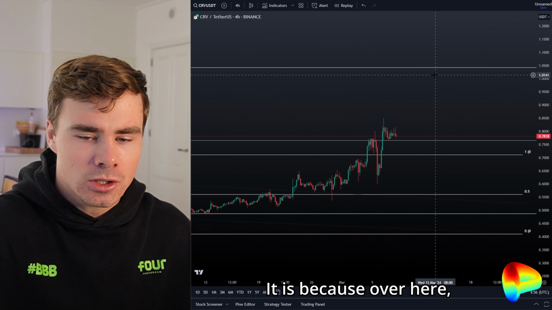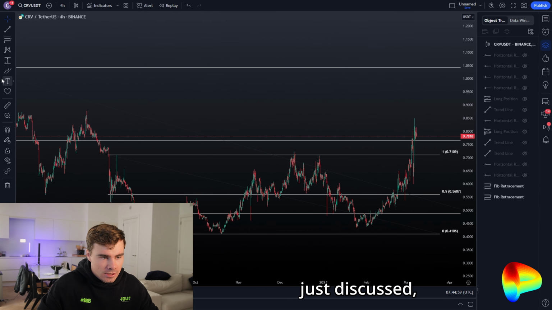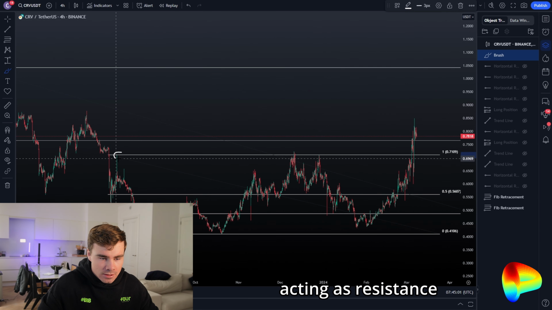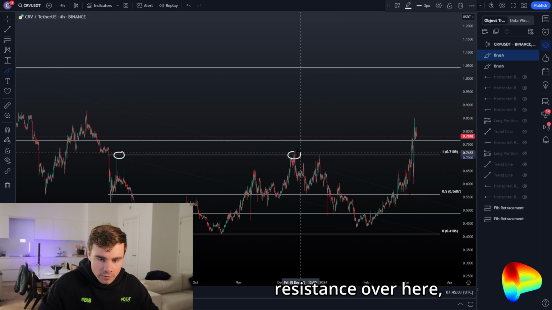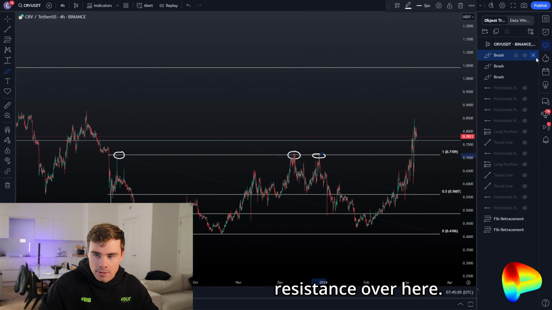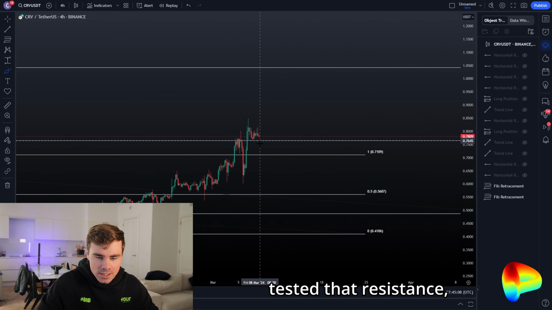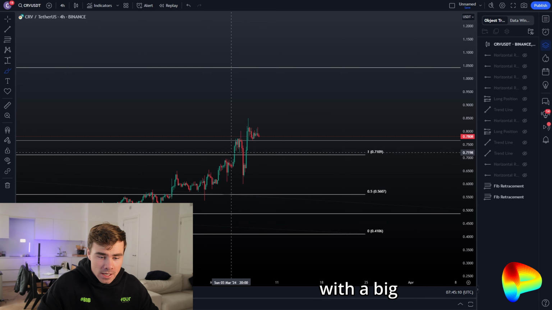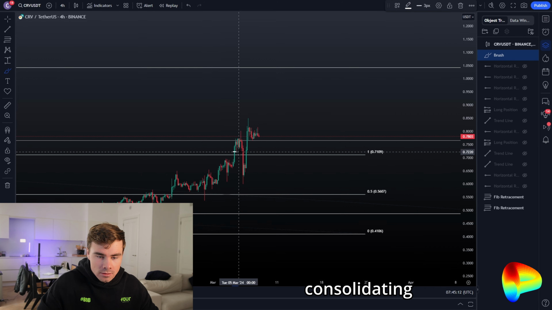It is because over here when we look at this range, right, that I just discussed, we see that the range high was acting as resistance over here, resistance over here, and then resistance over here. Then over here, when we tested that resistance, we broke out above it with a big 4-hour candle, and then we started consolidating above that crucial resistance area.